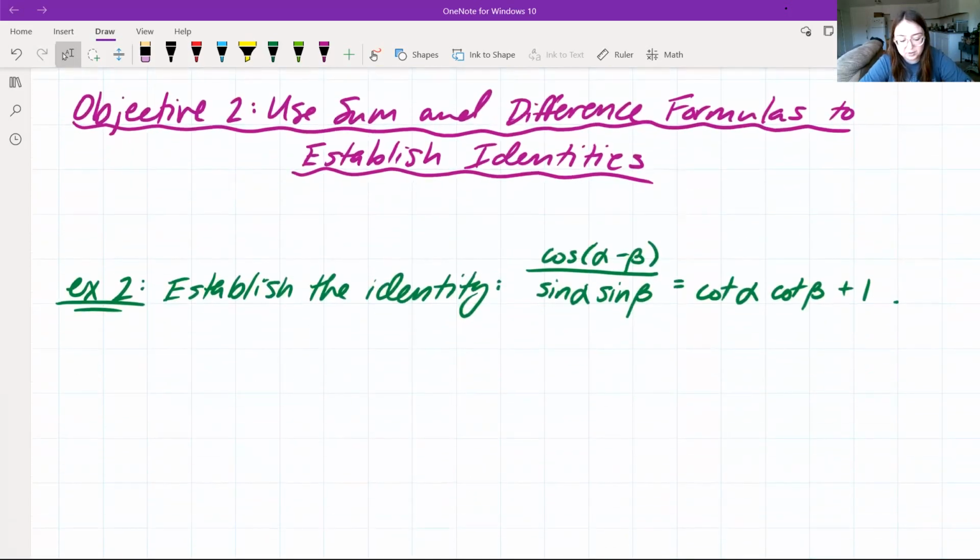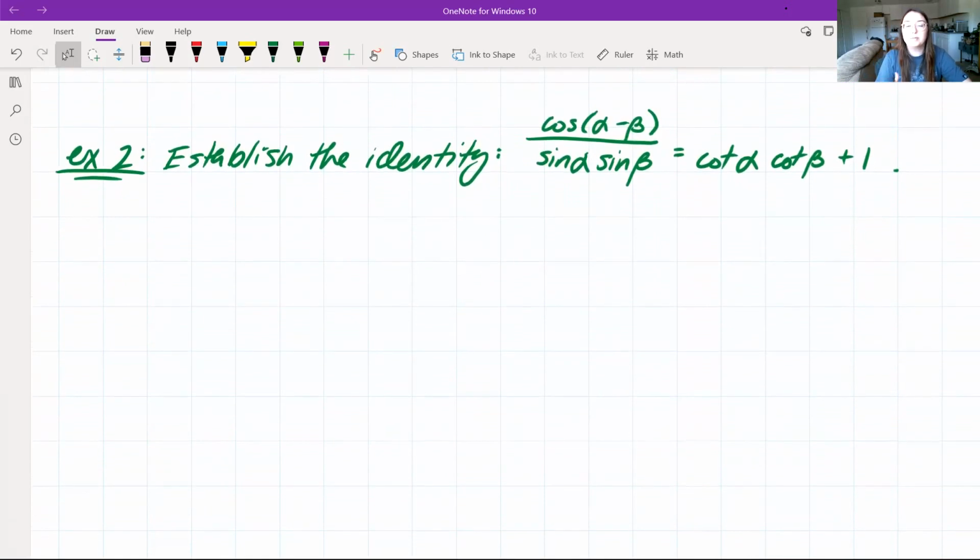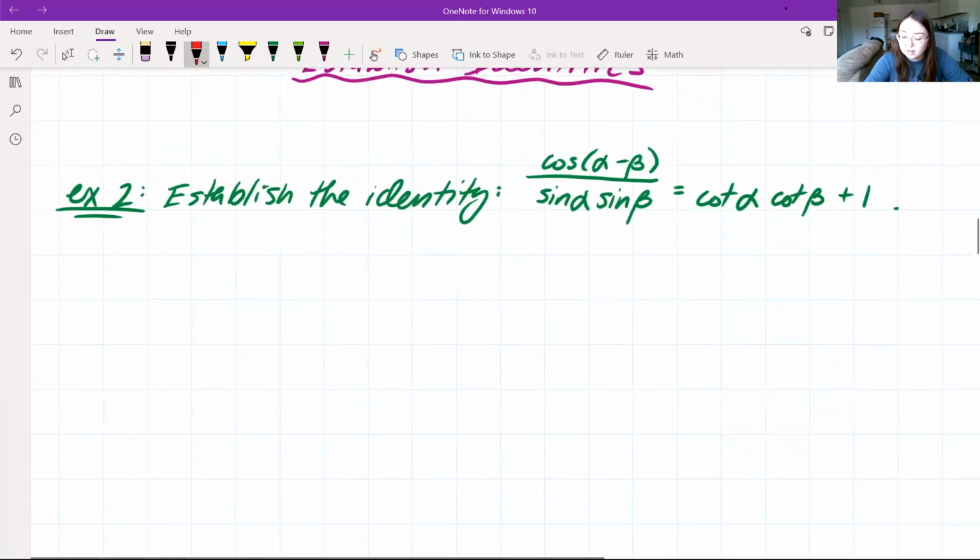So, all right, on to objective 2. We want to use the sum and difference formulas to establish identities. So example 2, we want to establish the identity that cosine of alpha minus beta divided by sine of alpha times sine of beta is equal to cotangent of alpha times cotangent of beta plus 1. As we went over before in establishing identities, we know that one side is the goal and the other side is what we want to manipulate. The harder side looks like this side, so we'll start with this side, and cotangent of alpha times cotangent of beta plus 1 is going to be our goal.